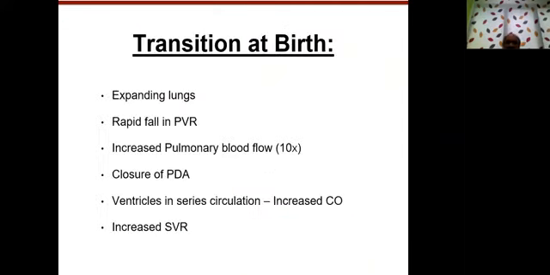Now, what happens after the baby is born? There is a tremendous expansion of the lung as the baby starts breathing. There's a rapid drop in the pulmonary vascular resistance. There is increased pulmonary blood flow, up to tenfold. Then there is spontaneous closure of the PDA, which occurs soon after birth and continues to close or become narrow over the first few hours and then the later part of the days. The ventricle starts functioning, increasing the cardiac output. Now it becomes more of a series circulation rather than a parallel circulation. Consequently, there is an increase in systemic vascular resistance.